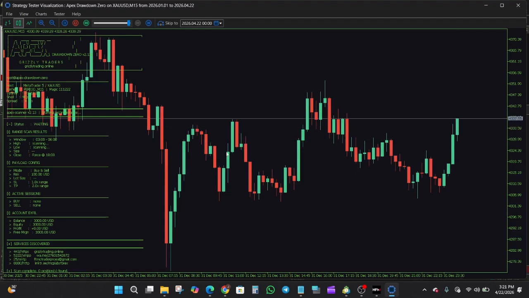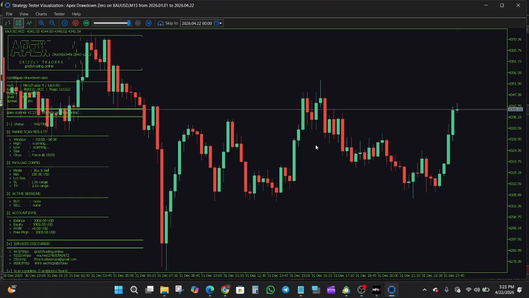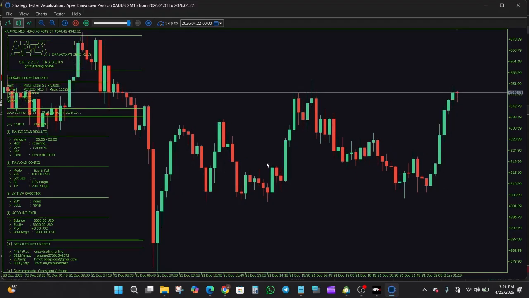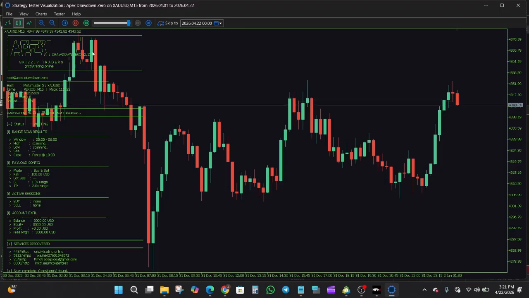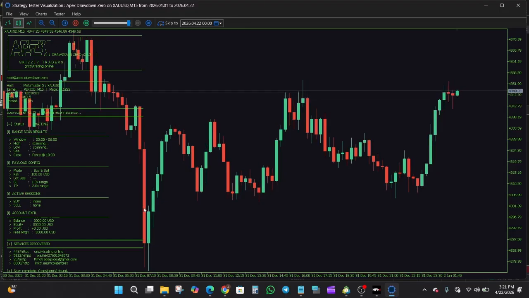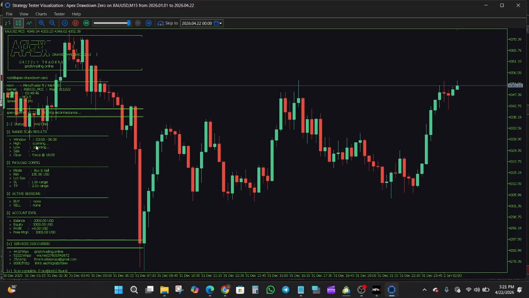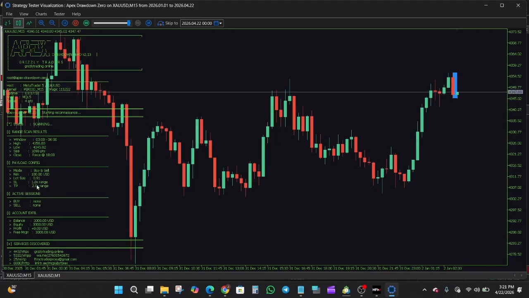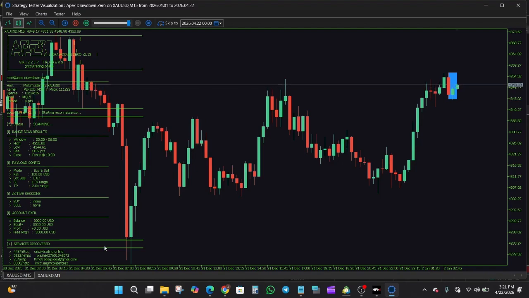All right, so we have the Apex Drawdown Zero EA active. We can see the EA is hunting for opportunities already. You can see these important details on the left hand side. The EA is currently scanning, right? And then we can see the risk here. We can see the lot size. You can see the SL, the TP, right? Active sessions, account exfil, services discovered, and all of these things, right?